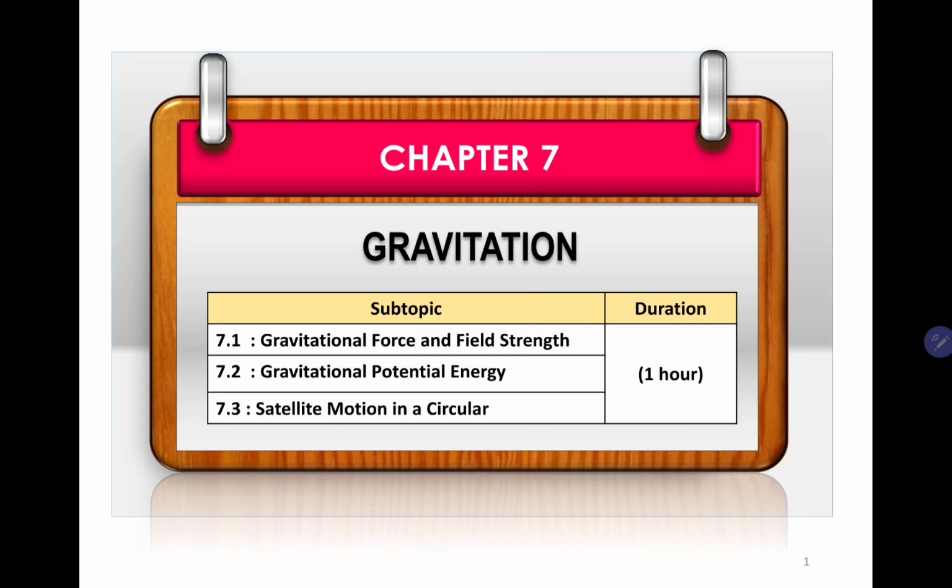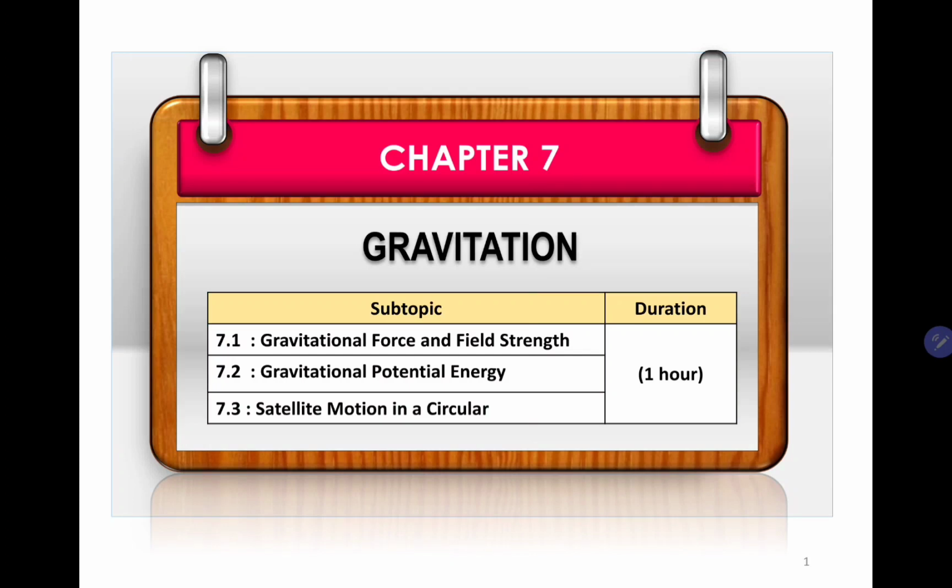So for today, let's continue our lecture with chapter 7. The topic is gravitation, and there are three subtopics, starting with 7.1, which is gravitational force and field strength, 7.2, gravitational potential energy, and 7.3, which is satellite motion in a circular orbit. Okay, so we are discussing gravitation. Let's start with the first subtopic, 7.1, gravitational force and field strength.